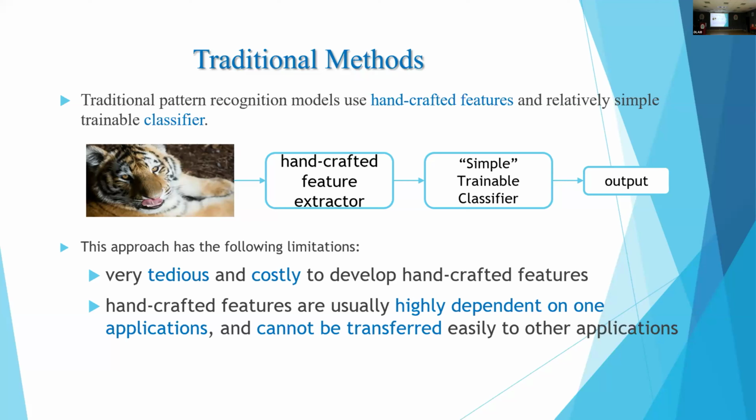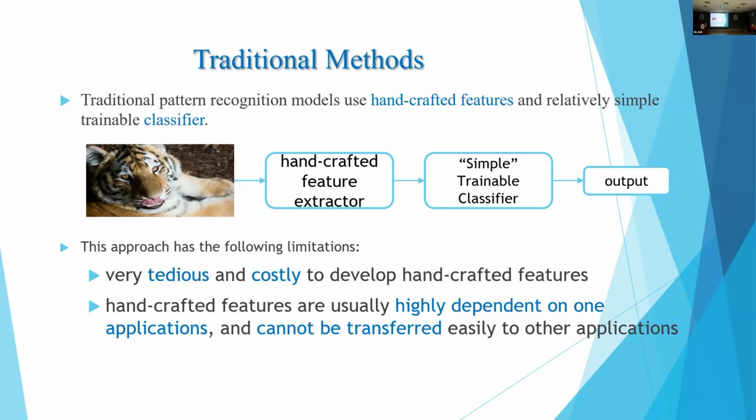So as I mentioned, in the traditional method, we use handcrafted features and a simple trainable classifier, and we have the output. But this approach is tedious and costly and highly dependent on one application. This set of features cannot be transferred to other applications. This set of features is very specific to one particular application area. If I move to another application area, probably I will have a different setup. I should have a different set of features.